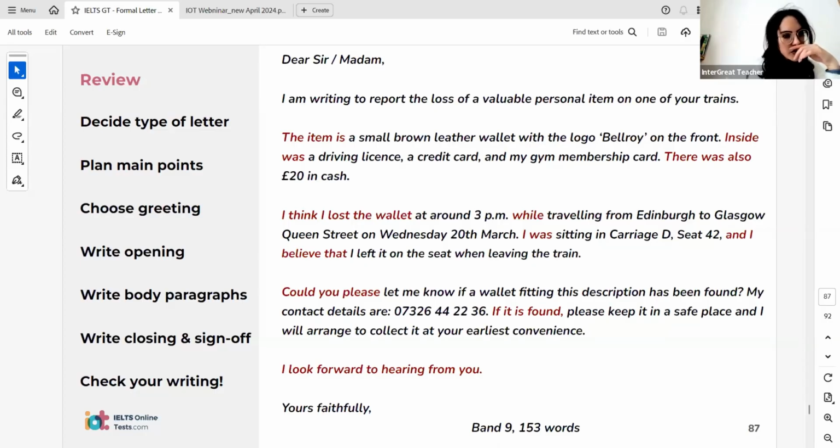What is the description of the items, present simple and then past simple? Because what I like, for example, it's a small brown leather. It's a fact. So I'm just describing, like I want to describe my phone. It is blah blah blah. It has, I don't know, a case. So it's present.